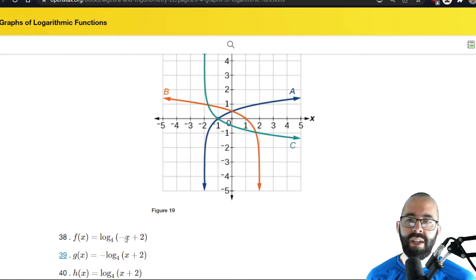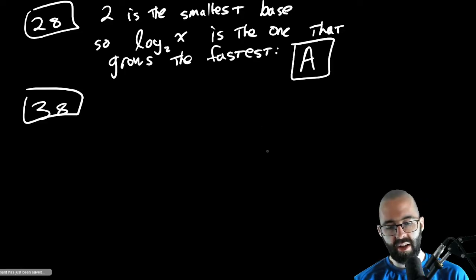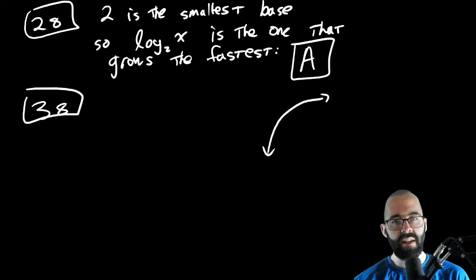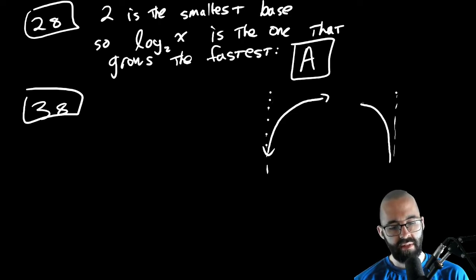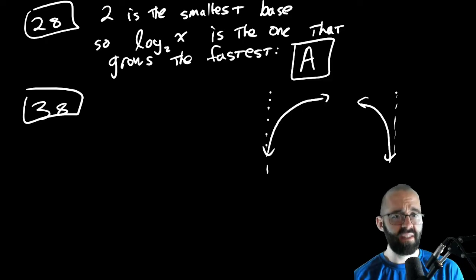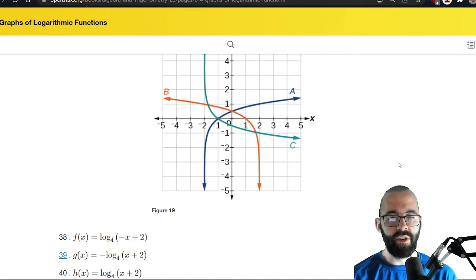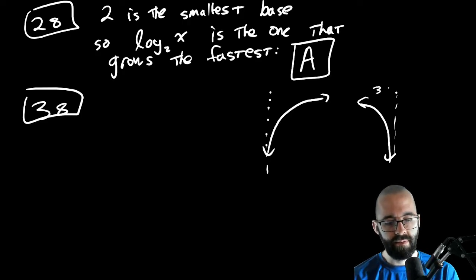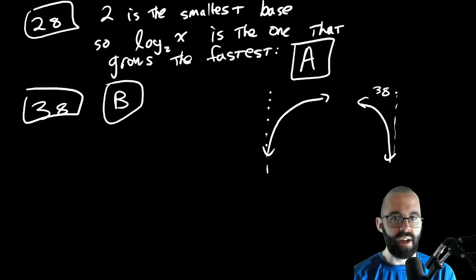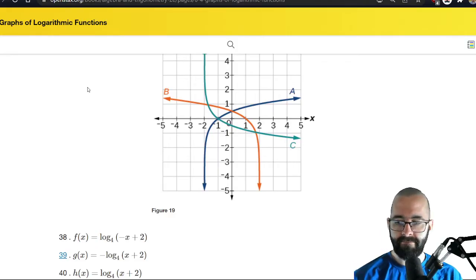Another way of doing that would be to say, let's look at this one. There's a horizontal reflection about the y-axis for letter B. And yeah, the only one that has that reflection, right? Because logarithms usually look like this. So if we reflect it about the y-axis, part B is going to look like this. Or 38 is going to look like that, which is B. So a couple ways of finding out that 38 is letter B.